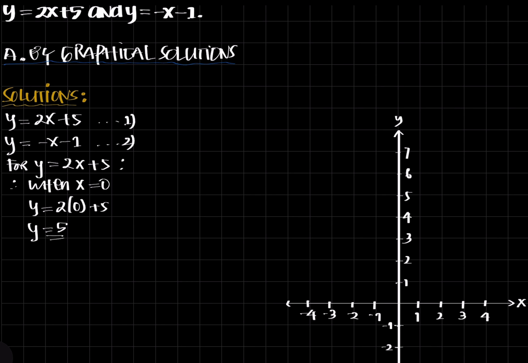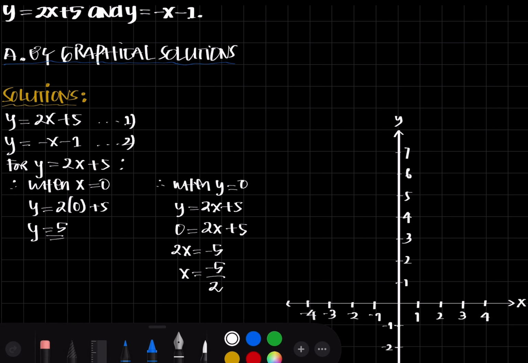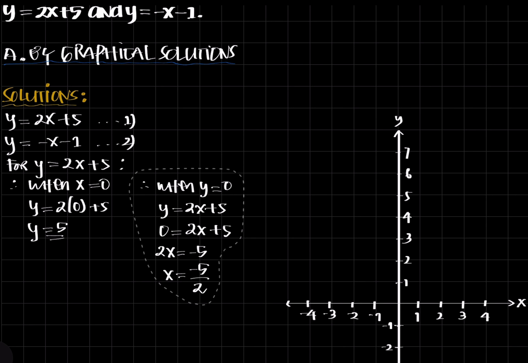And then when y equals 0, y equals 2x plus 5 becomes 0 equals 2x plus 5. Then 2x equals negative 5, so x equals negative 5 over 2. So we can put it like that. Let's move this a bit so it doesn't touch the graph.